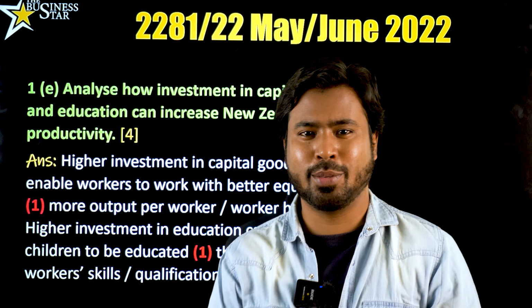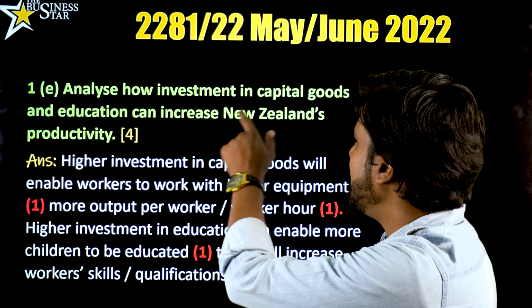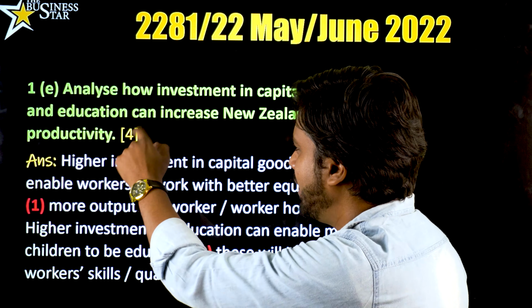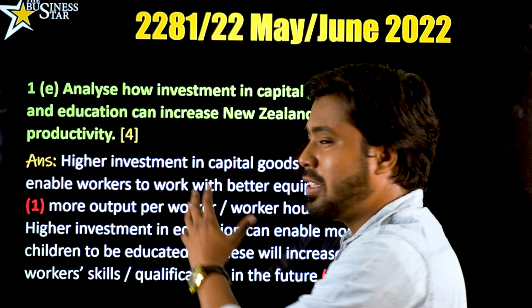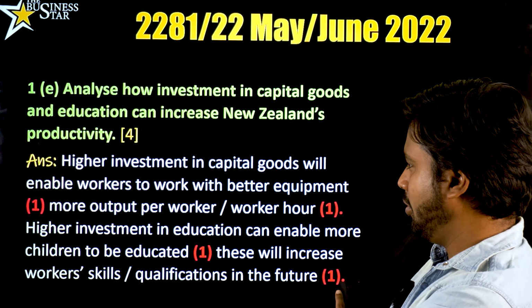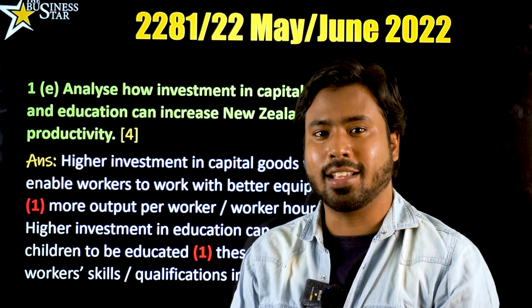Business stars, moving on to question number 1E, which is: analyze how investment in capital goods and education can increase New Zealand's productivity. It's a 4-mark question and we'll have to divide the 4 marks into 1, 2, 3 and 4. So let's get started with the answer.